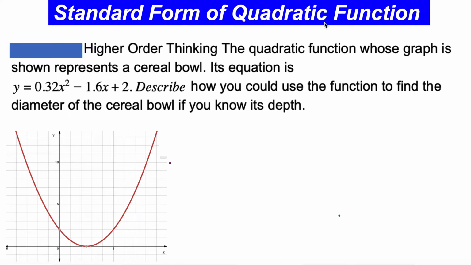Standard form of quadratic function. Higher order thinking. The quadratic function whose graph is shown represents a serial bubble. Its equation is y equals 0.32x squared minus 1.6x plus 2. Describe how you could use the function to find the diameter of the serial bubble if you know its depth.